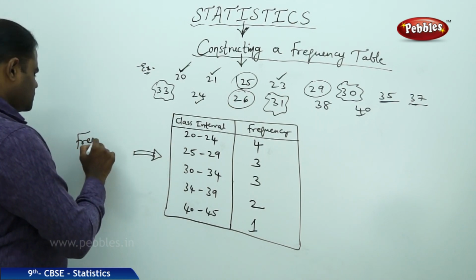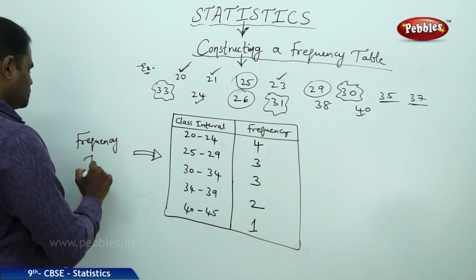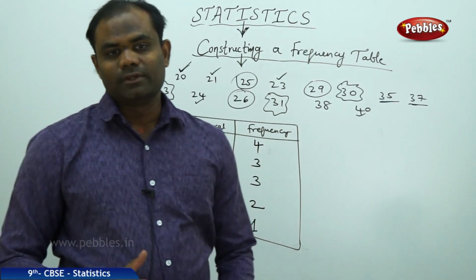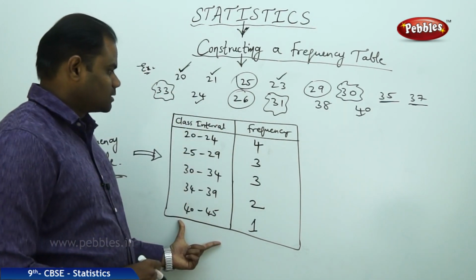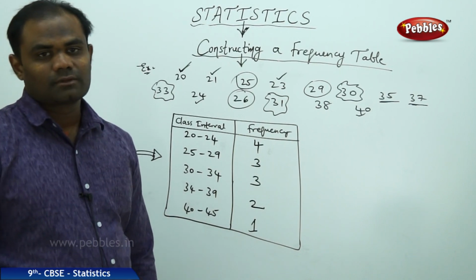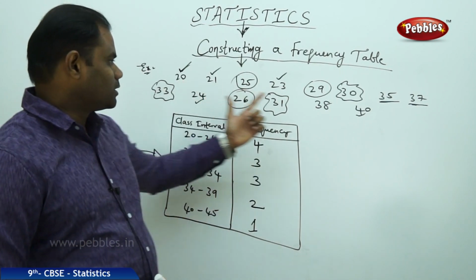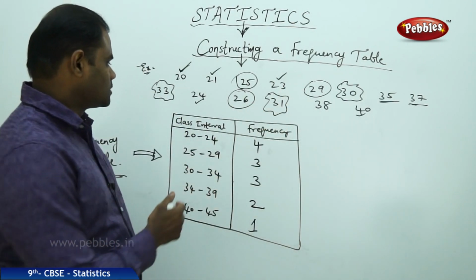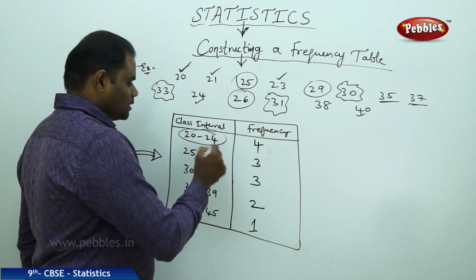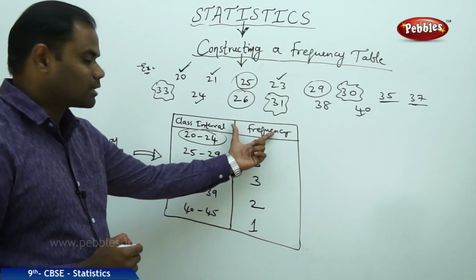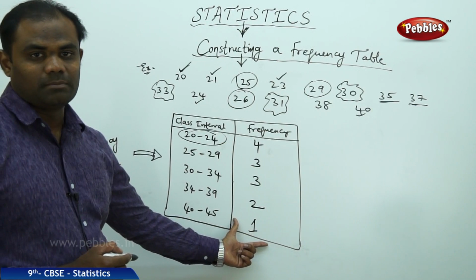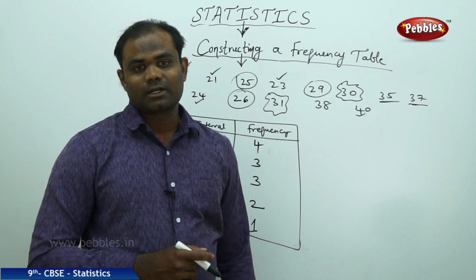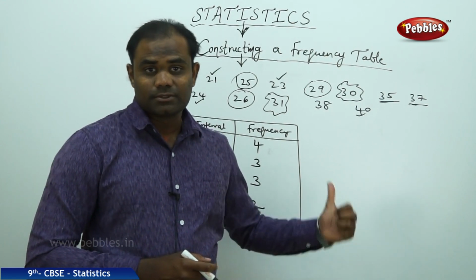Frequency table constructed for the given data using the class interval and the frequency. We break the class, the lowest being 20 and the highest being 40. We break the class into intervals, each with 5 students, and then we get the class frequency depending on the values in the given data. Construction of a frequency table.